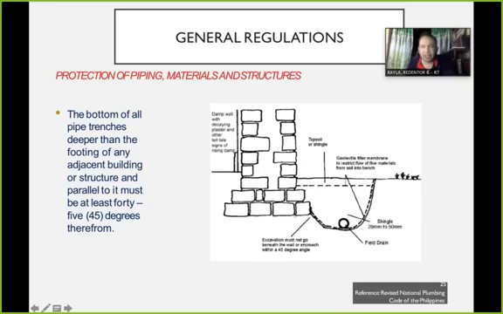This is the bottom of your building footing. Footing is the one that stands for the building. So solid na solid yan. If you will put an adjacent pipe, it should be 45 degrees, not level or not above. It's lower, but it should have at least 45 degrees. So that's one standard.